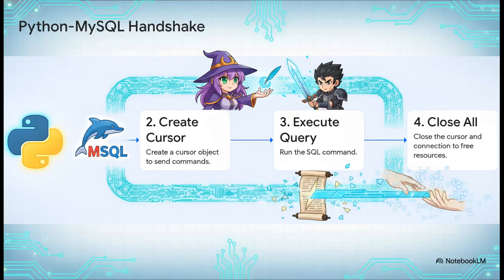So this is the classic database handshake. You connect, you create this thing called a cursor to send your commands, you execute the query, and, this part is critical, you close everything down. Now, the risk of doing this manually: if your app crashes, you can accidentally leave connections open, and that leads to resource leaks. Not good.